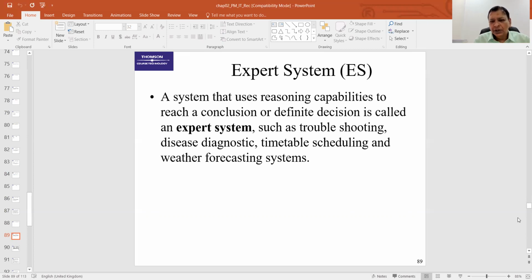Correctness of the solution may be wrong. It uses reasoning capabilities like humans, based on logic, to reach a conclusion or final decision, like a human expert. There are several examples of expert systems for troubleshooting, disease diagnostics, timetable scheduling, weather forecasting, flight scheduling, production scheduling.